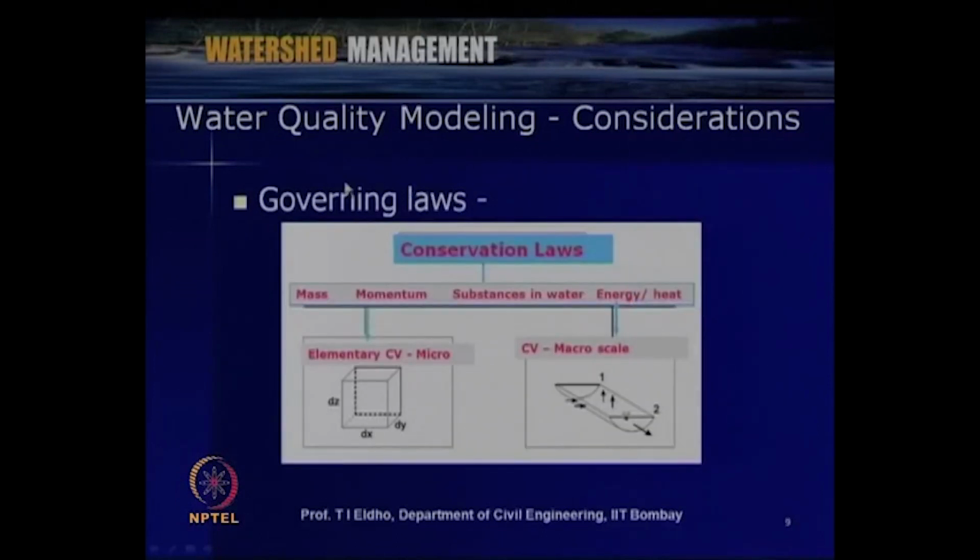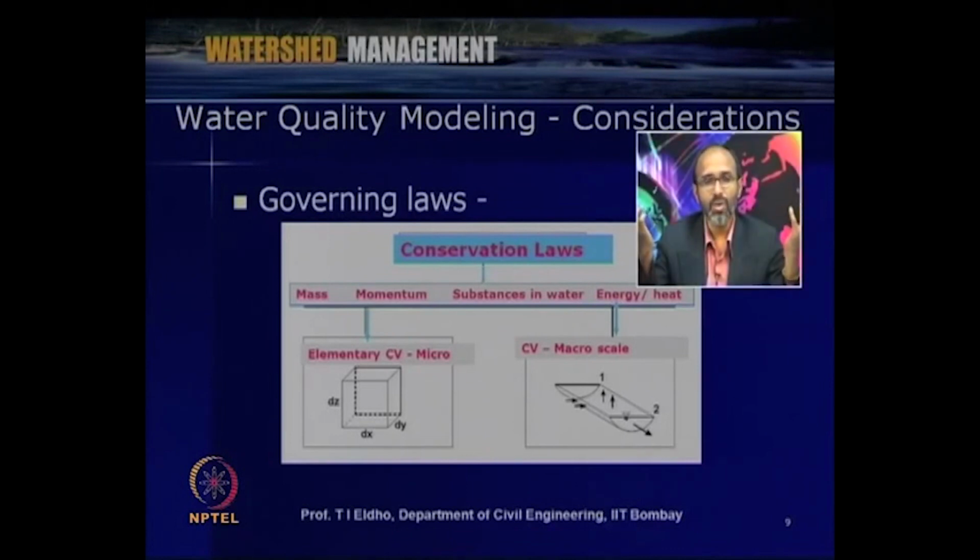Now when we look into water quality modeling, as I mentioned, we are trying to depict the behavior or movement of the various parameters in terms of mathematical laws. Generally we can use the governing laws as conservation laws. Most of the time we use conservation laws like conservation of mass, conservation of momentum, conservation of energy or heat, and then the substances in water. So we can consider conservation of mass, momentum and energy.